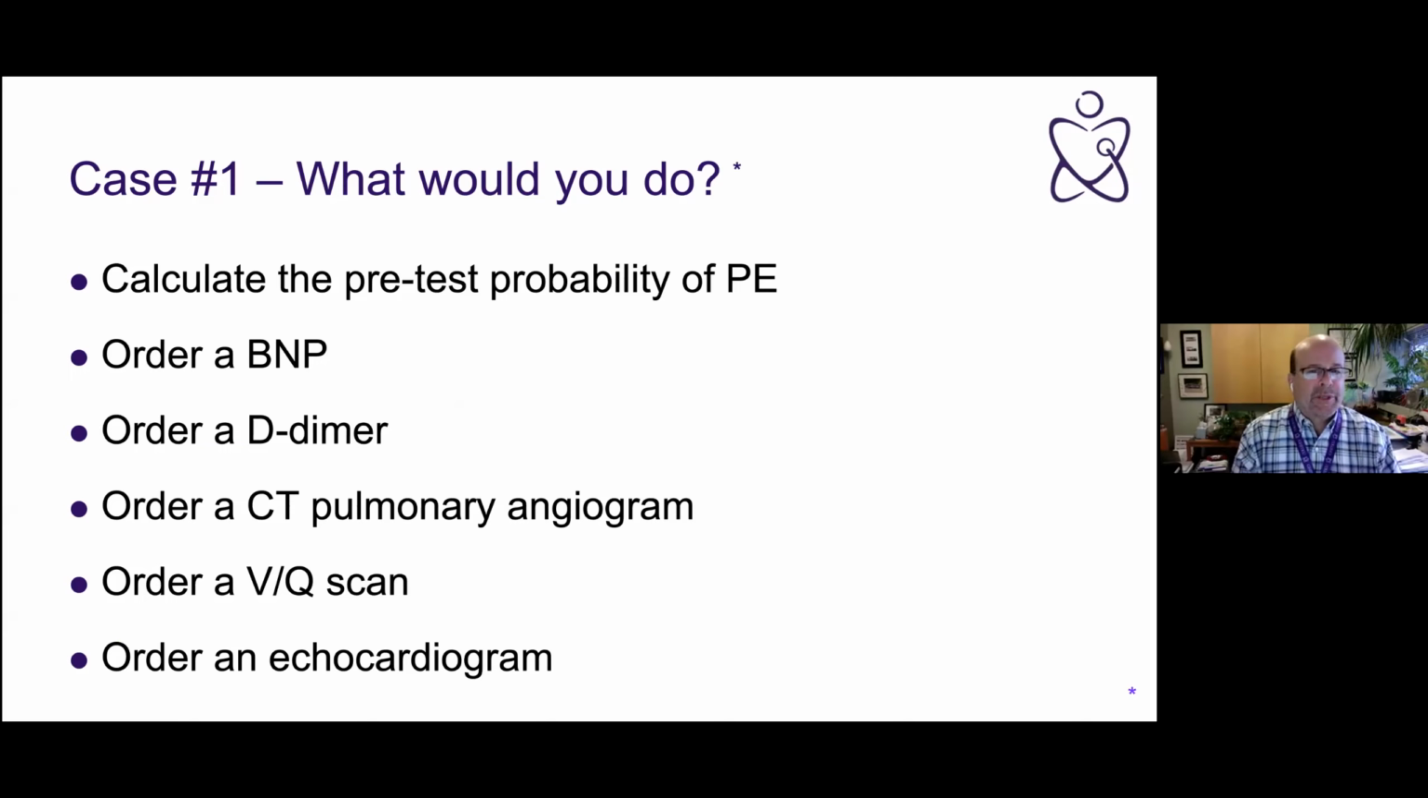Calculate a pretest probability of PE, order a BNP, order a D-dimer, order a CT angiogram, order a VQ scan, or order an echocardiogram.